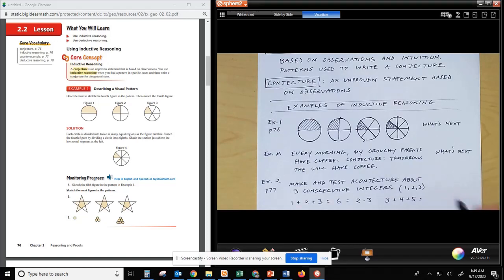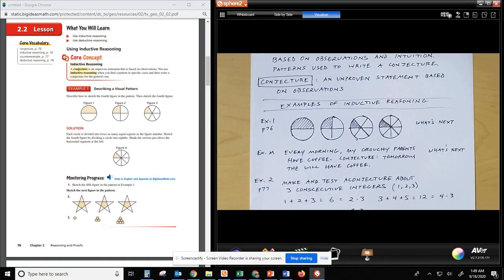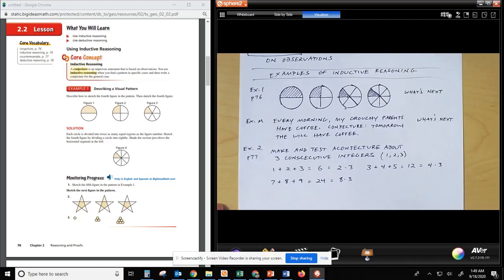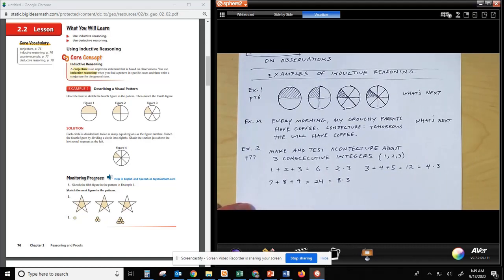3 plus 4 plus 5. Okay, so 3 plus 4 is 7. 7 and 5 is 12. And we could factor 12. That is 4 times 3. Pattern. Let's try this. 7 plus 8 plus 9 equals 24. And 24, one of the factored pairs is 8 times 3. So we have, excuse me for going off the page, we have built a pattern here, and I'm going to write a conjecture.